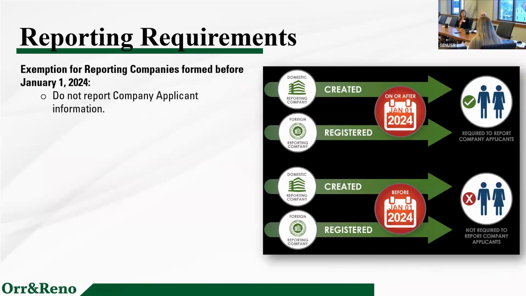Okay, so I mentioned there's three types of information. For the company applicant, the people who help form the company, you don't have to provide that information if the company was formed before 2024. So for existing companies, which is the vast majority of the companies subject to this Act, you don't have to go back and figure out who you used as an attorney to form your company in the 80s or 90s or 2000s, or even 2023 for that matter. You just need to provide information about the company and the beneficial owners. That's nice.